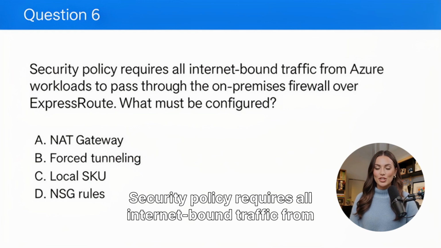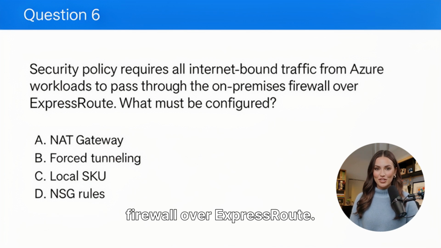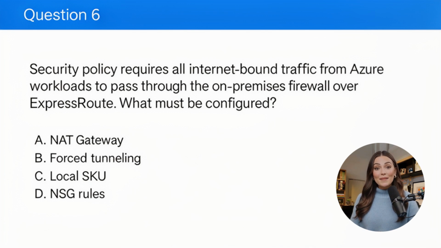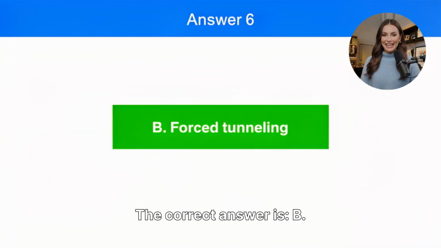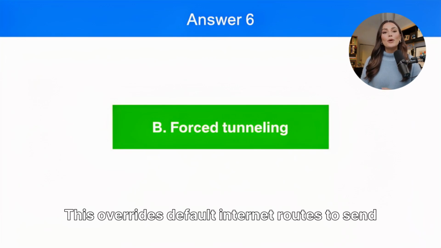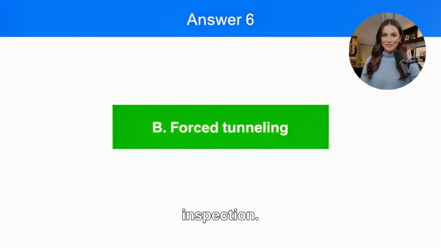Question 6. Security policy requires all internet-bound traffic from Azure workloads to pass through the on-premises firewall over ExpressRoute. What must be configured? A. NAT gateway. B. Forced tunneling. C. Local SKU. D. NSG rules. The correct answer is B. Forced tunneling with custom route advertisement. This overrides default internet routes to send traffic back to your on-premises firewall for inspection.